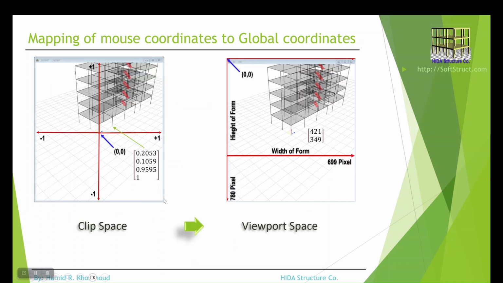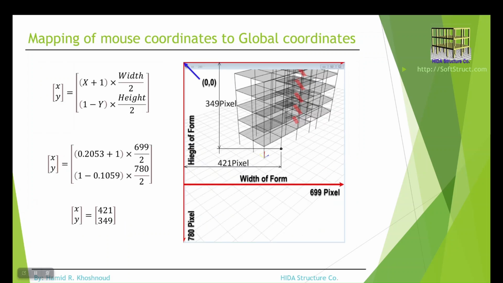In the final step, we should transfer clip space to viewport space, which is in fact screen space, and we have access to it by mouse coordinate. The unit measure of the screen is pixels, with the origin in the top left of the screen or form. Therefore, with a simple equation, we can convert the coordinates from clip space into viewport space. The width and height of the form are 699 and 780 pixels. Thus, the x and y coordinates of the mouse will be 421 and 349 pixels.